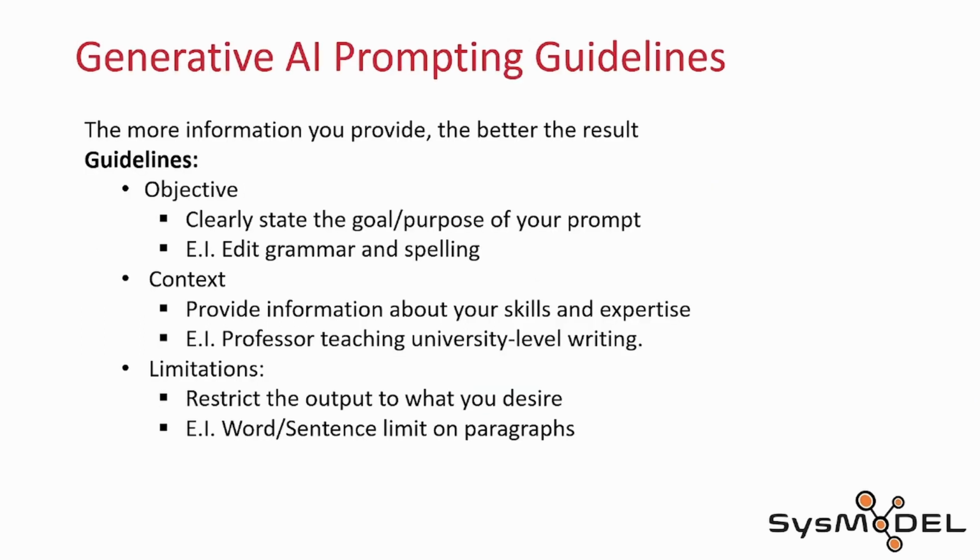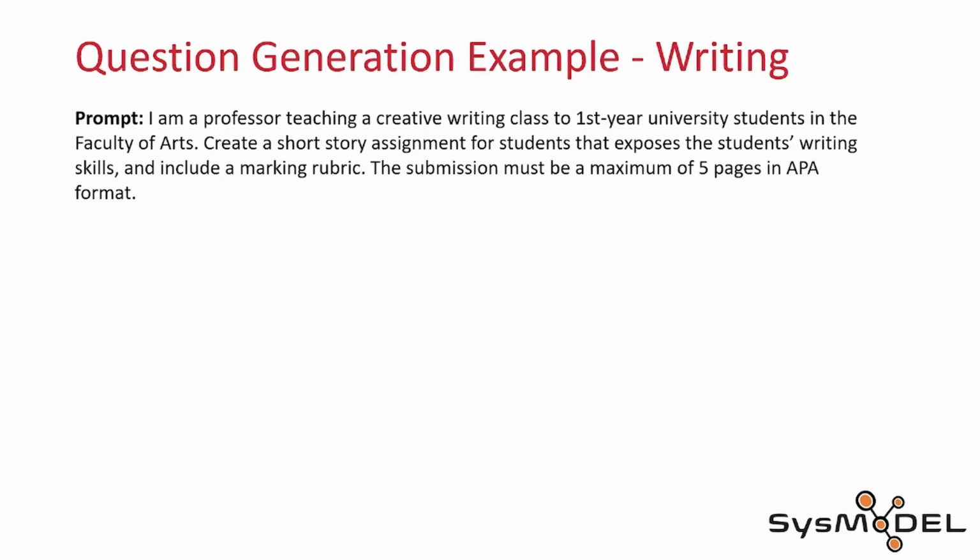Before we dive into some applications of generative AI from an educator's perspective, it is important to cover the best way to interact with text-based generative AI. The three guidelines are to clearly state your objective, provide as much relevant context as possible about yourself and the objective, and put restrictions on the output, as this will help you quickly converge to your desired answer. We can now use our knowledge of prompting guidelines and how generative AI works to reduce our workload as educators.